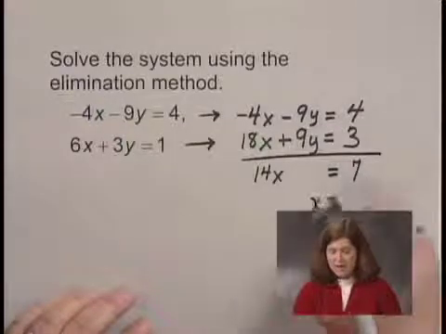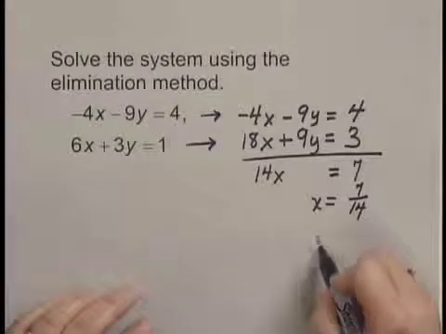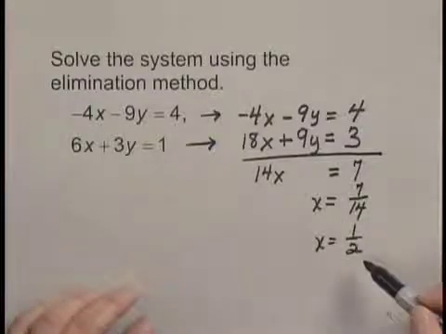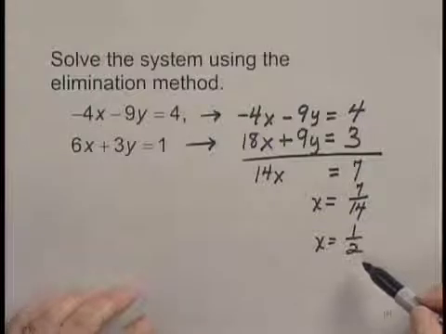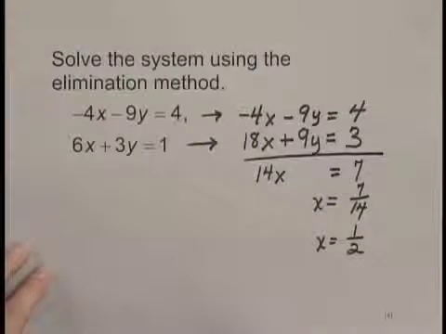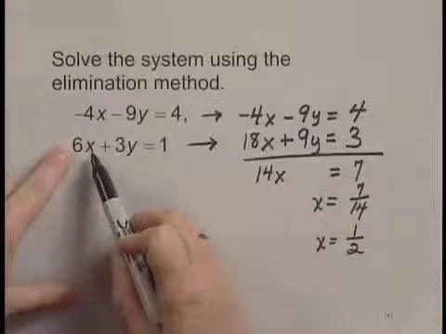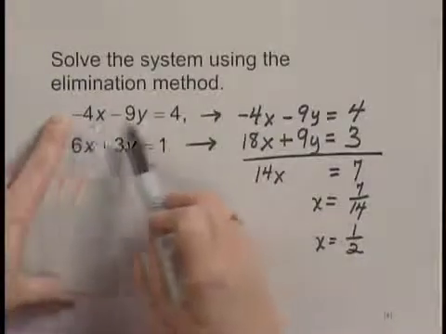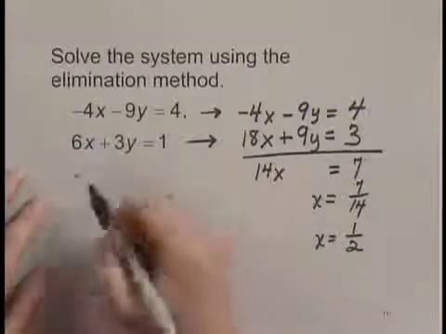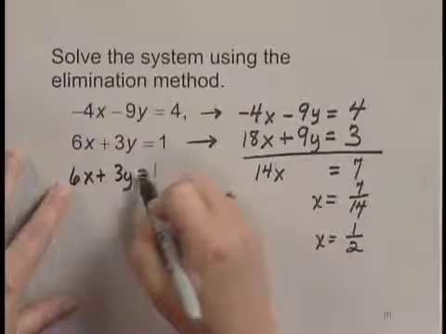So I have 14x equals 7, dividing both sides by 14, or x equals 1/2. Now I know the x value, I need to find the y value. I want to take 1/2 and substitute it for x in either of these equations and find y. I'm going to substitute it for x in the second equation, and I'm going to choose that because the first one has more negative signs and probably a little more room for error. So I'll start with 6x plus 3y equals 1.